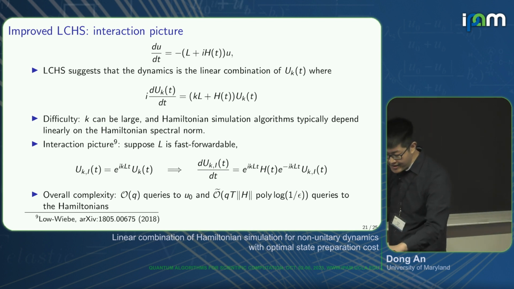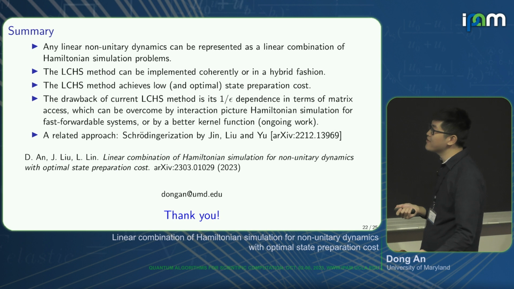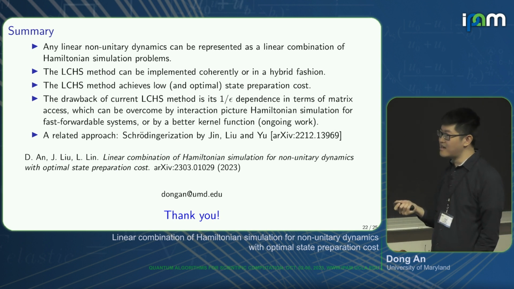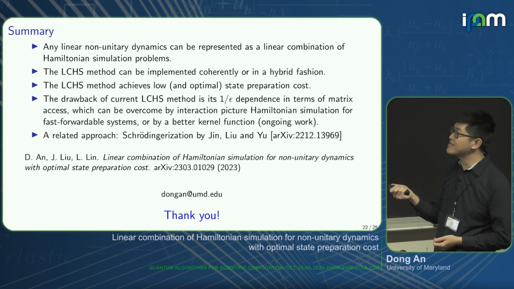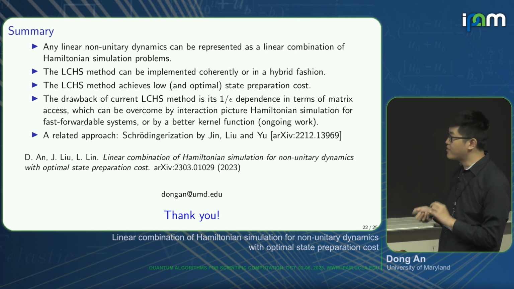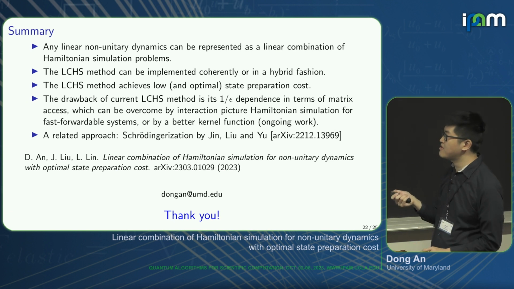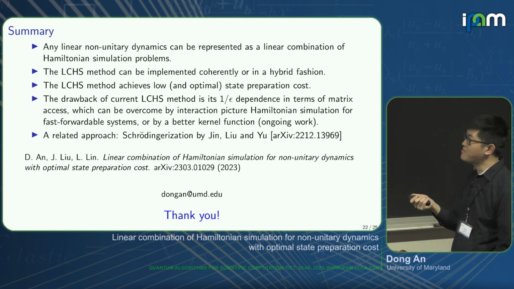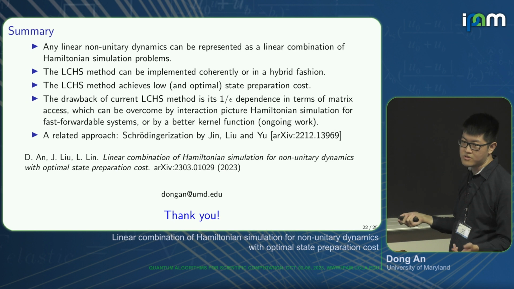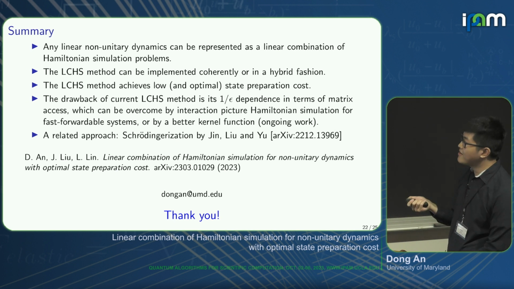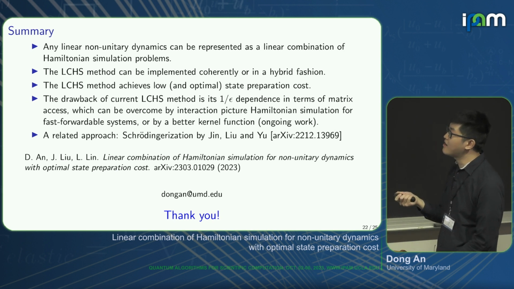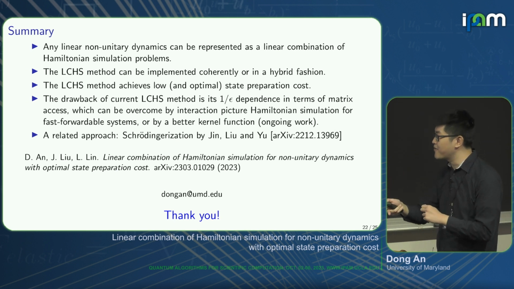Here are my last slides for this talk, and the summary. In today's talk, I discussed a linear combination of Hamiltonian simulation approach. We focused on non-unitary dynamics, and the idea is that we relate our non-unitary dynamics with the Hamiltonian simulation problem by its linear combination. Then we proposed an LCHS formula, and we discussed the implementation. It can be implemented by the quantum LCU approach or in a hybrid fashion, and our method can achieve optimal state preparation oracle. We also discussed the drawback, which is the linear convergence in terms of the matrix, but this can be overcome by the interaction picture Hamiltonian simulation, as well as some ongoing work on designing a better kernel function.